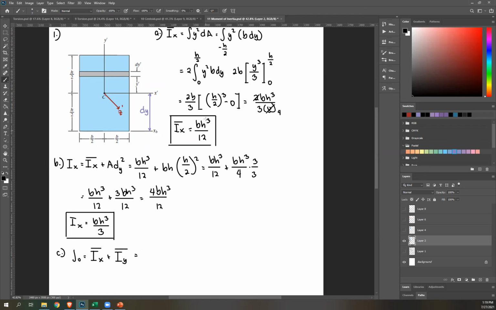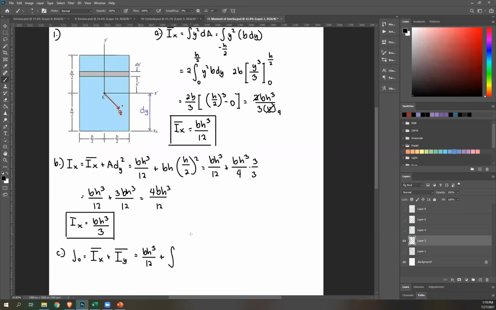Okay, you already know what Ix bar is. That's bh cubed over 12. And if you can recognize the pattern, you'll know that Iy bar is hb cubed over 12. But in case you didn't see the pattern, we can go through figuring out its equation again.